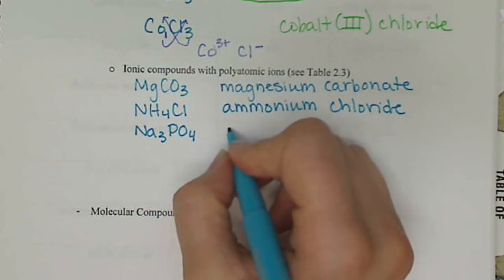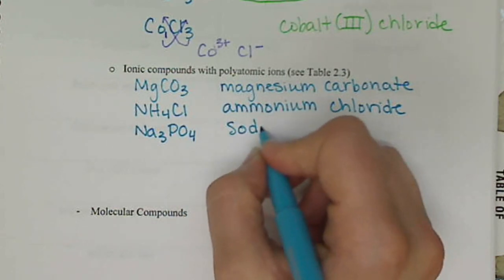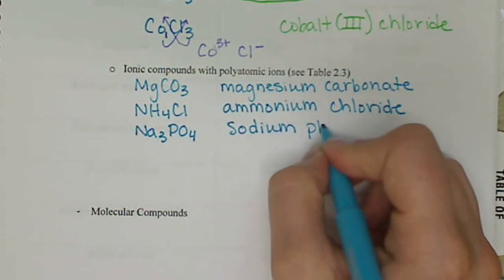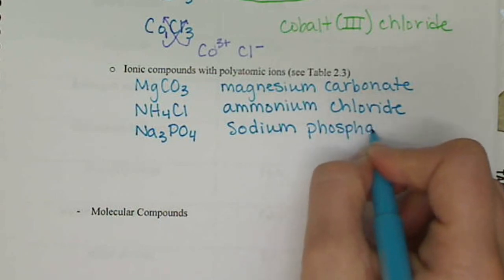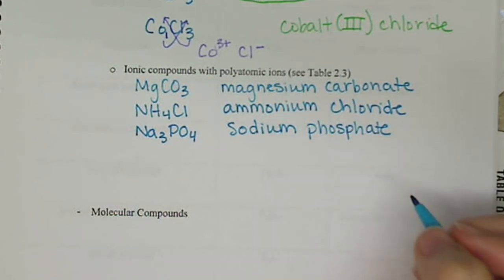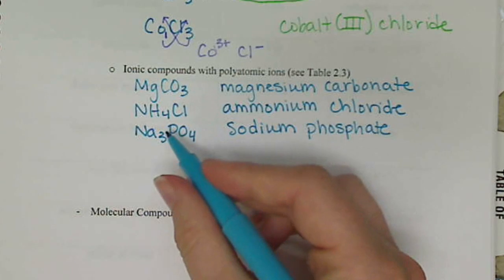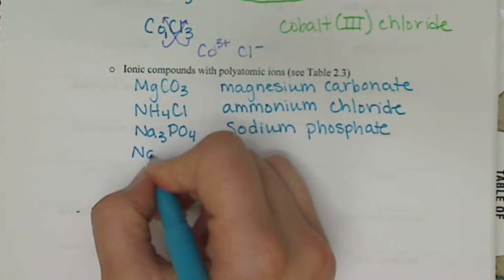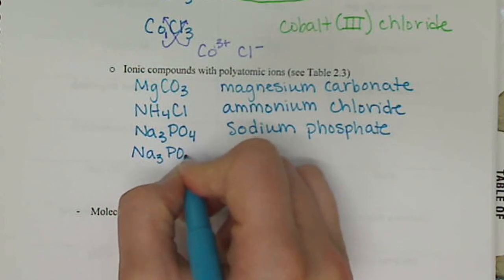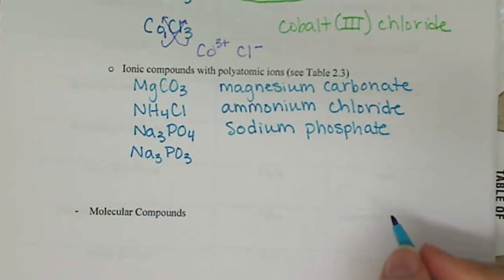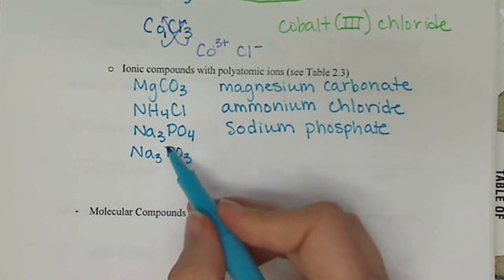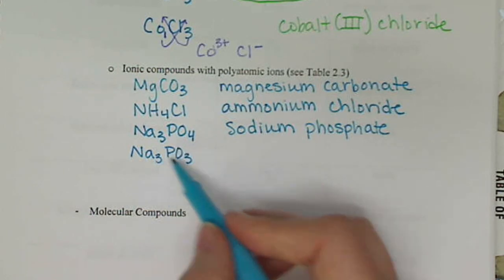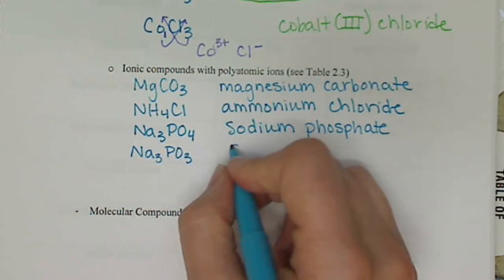Na3PO4. This would be sodium phosphate. Be careful when you're memorizing your polyatomics, that the number of oxygens is important. So if we have Na3PO3 instead of PO4, this is sodium phosphite.